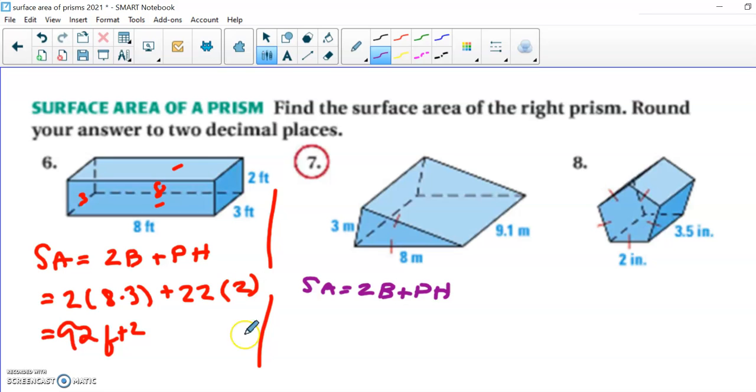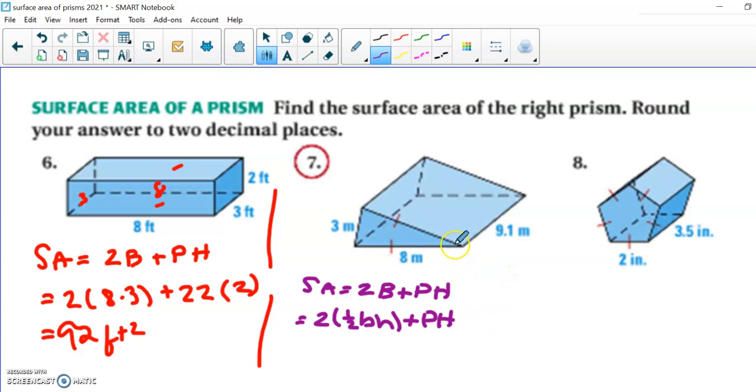And we need to determine our base. Our base is going to be these 2 isosceles triangles. Again, they have to be congruent, they have to be parallel. That's how I know they're the base. And so in place of B, I'm going to put the formula for a triangle, which is 1/2 base times height. And I still want the perimeter of that times the height of the prism.